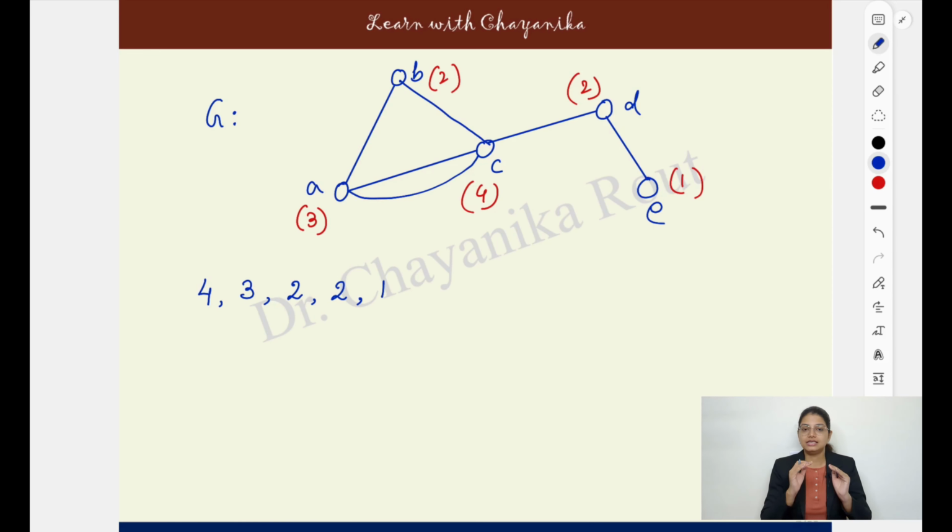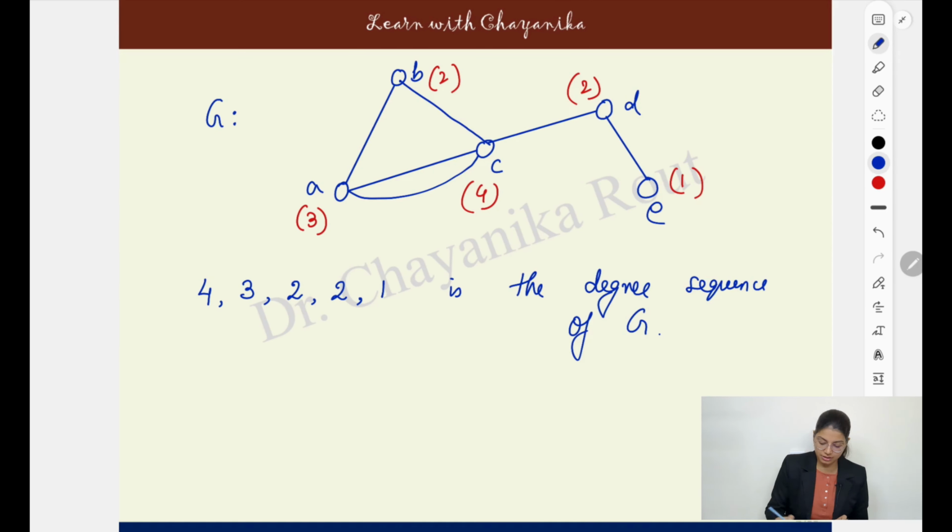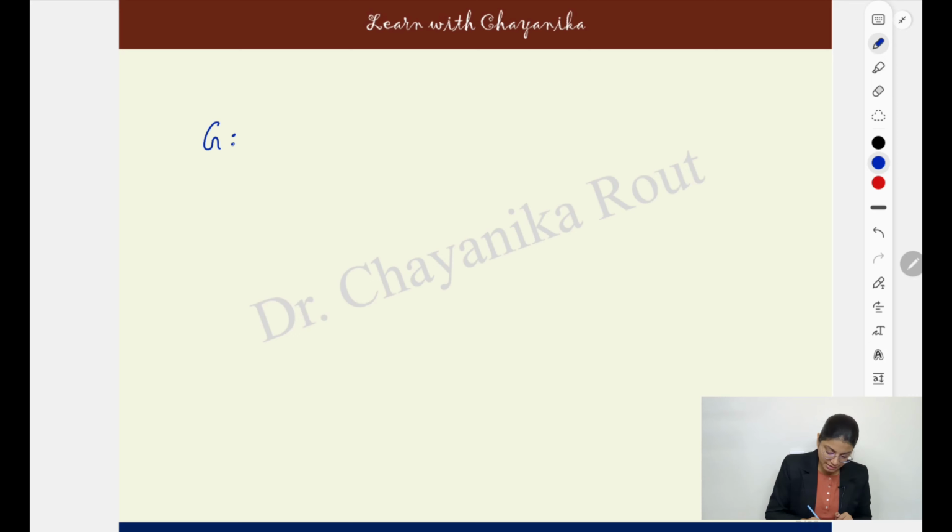So, if we list down the degree values of a graph in a non-increasing sequence starting with the largest degree value till the smallest one, then that particular sequence will be called a degree sequence of the graph. So, this is the degree sequence of this graph G. And in general, the degree sequence of any graph is either denoted by D or it is sometimes denoted by the letter S also. So let's see another example.